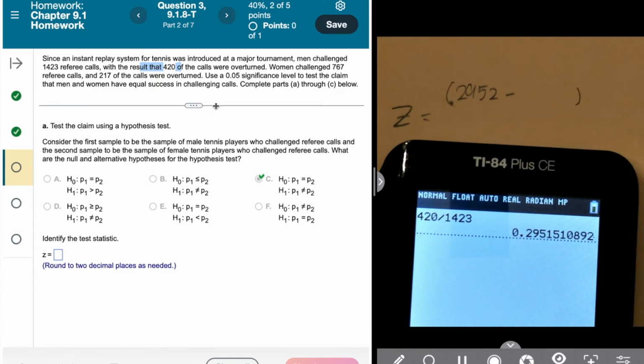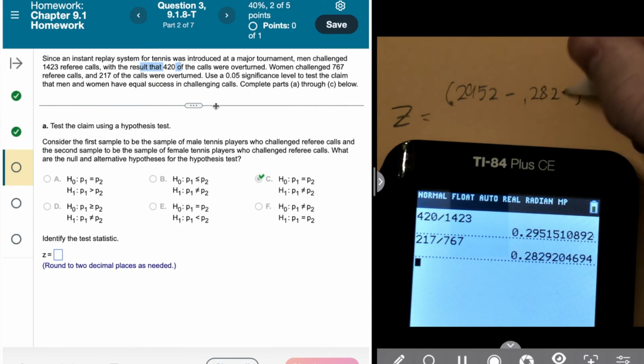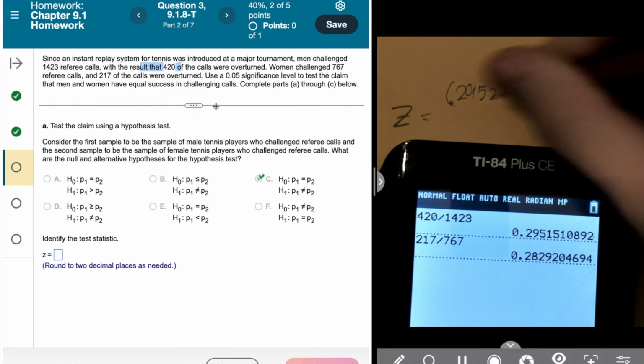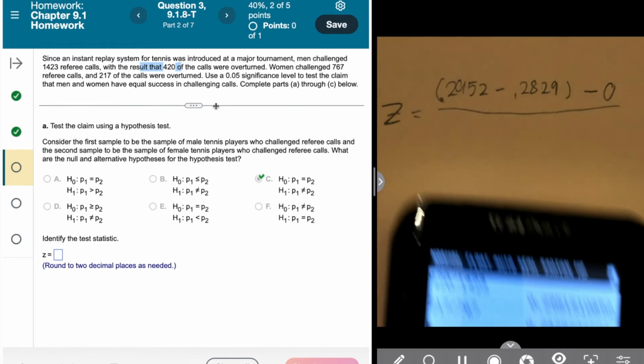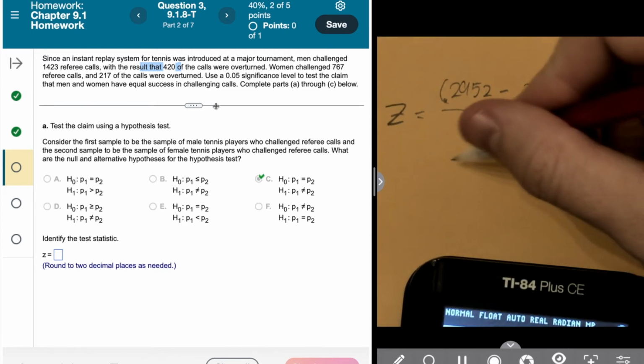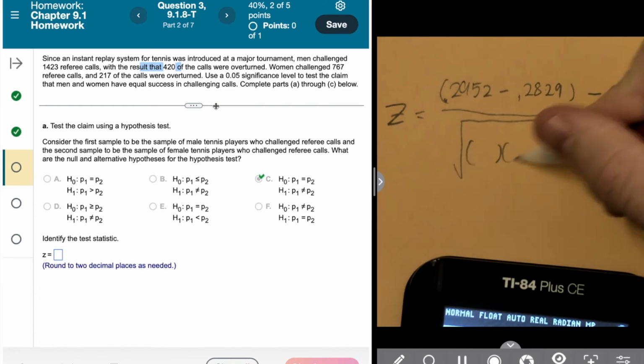And the women's is going to be 217 out of the 767. We get 0.2829. That ultimately gets compared to 0, or in other words, it doesn't really do anything there. That's just what we have in the numerator. We don't even need to write that minus 0. The hard part is figuring out this p hat of C and 1 minus p hat of C.